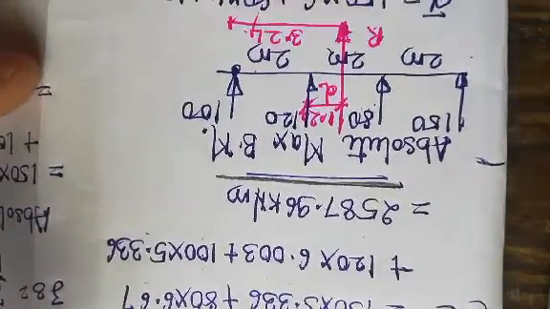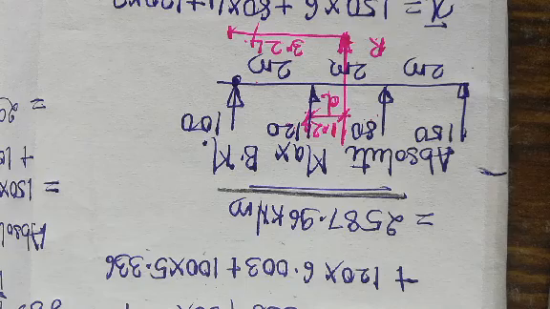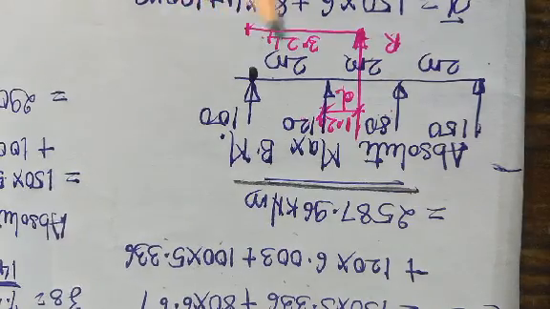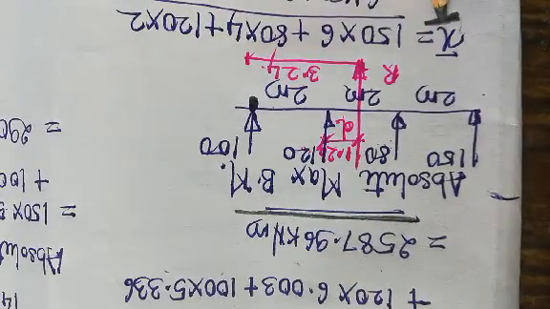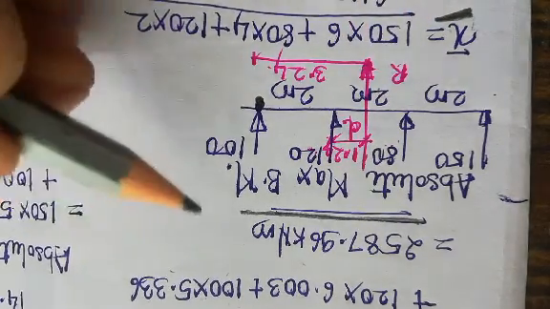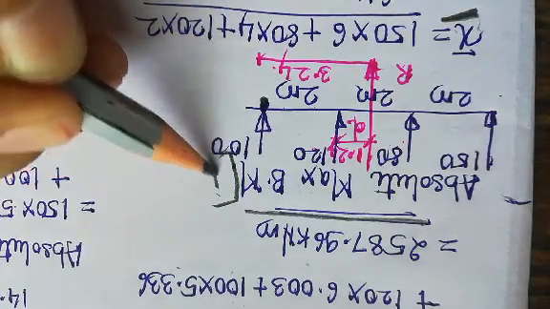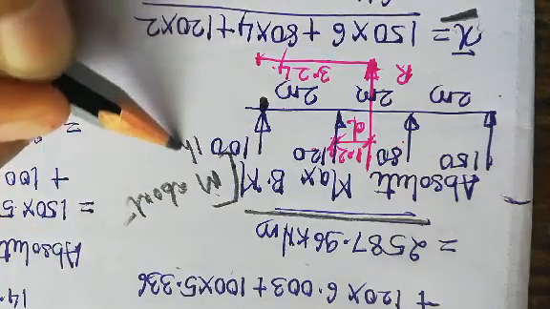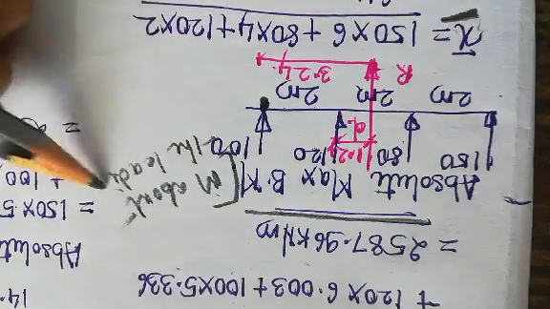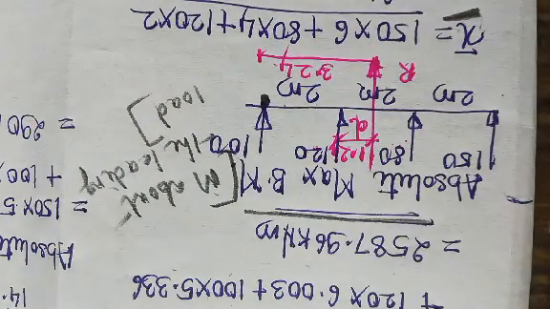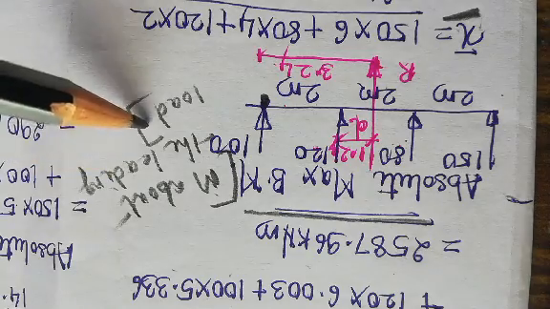Next he has told to calculate the absolute maximum bending moment. Here are some steps. Firstly, the first step is you have to calculate the X bar. How do we calculate X bar? We have to take moments about the leading load.